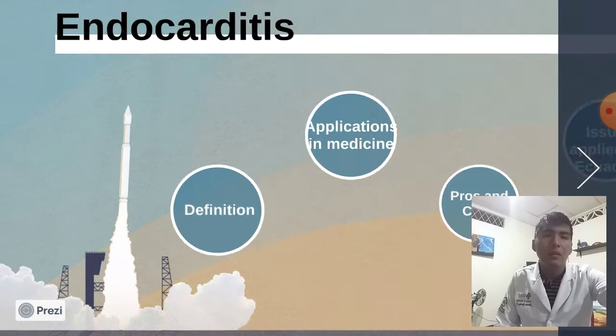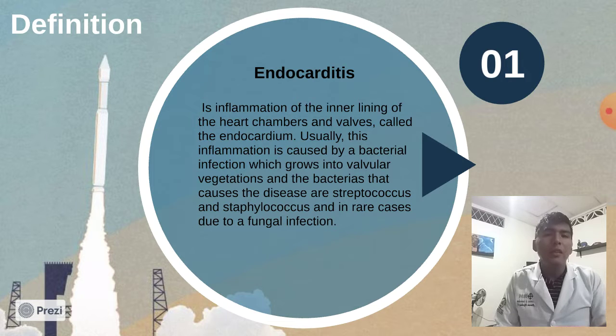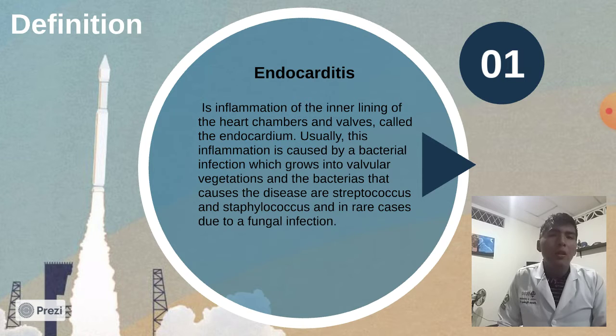Definition. Endocarditis is inflammation of the inner lining of the heart chambers and valves. Usually this inflammation is caused by a bacterial infection, which grows into valvular vegetation, and the bacteria that cause it are Streptococcus and Staphylococcus, and it is rarely caused by a fungal infection.